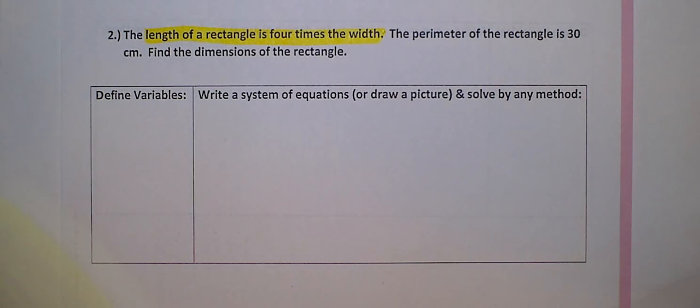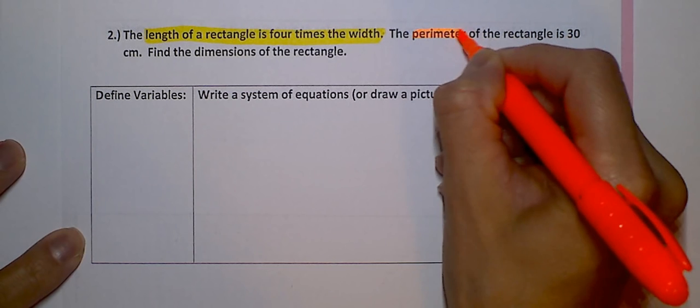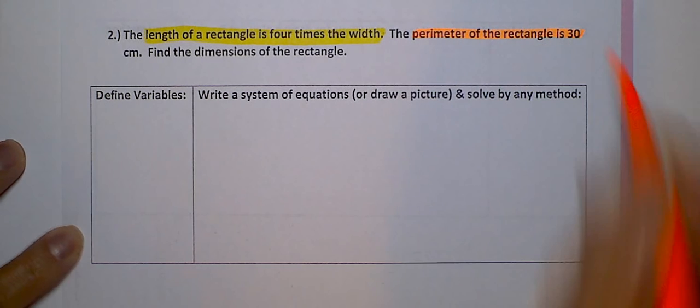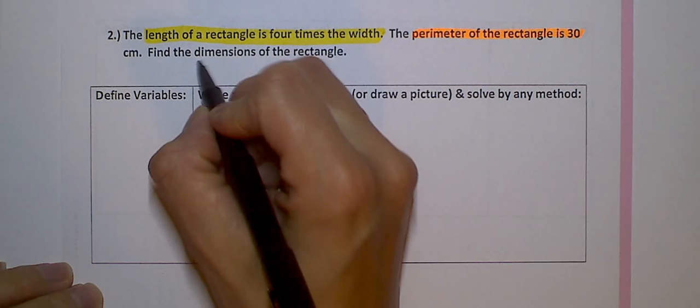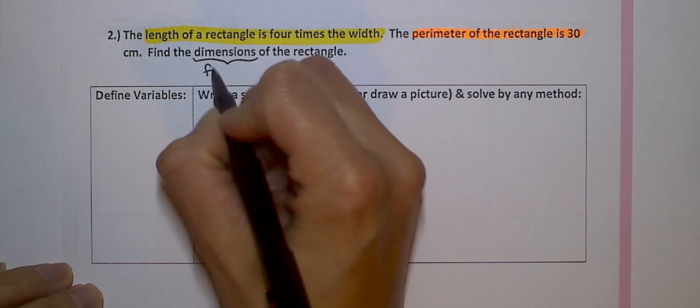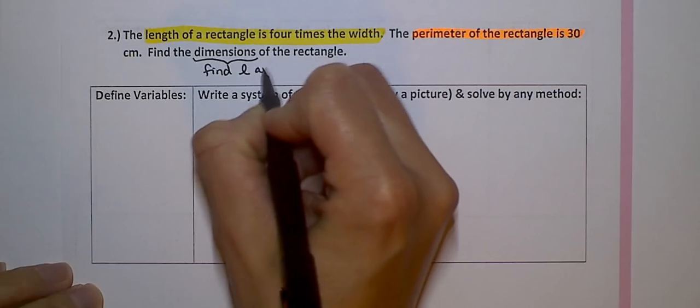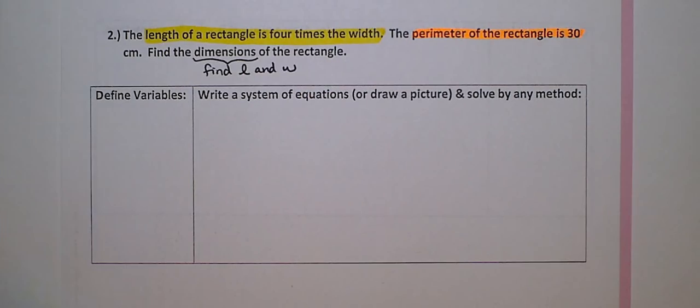And then another key piece of information is the perimeter of the rectangle is 30. And the question is find the dimensions. So the dimensions means find the length and the width of the rectangle. Okay, now I'm going to show you how to use a system of equations, and then I'm going to show you another method we used earlier this year, and you can determine which one you want to do.